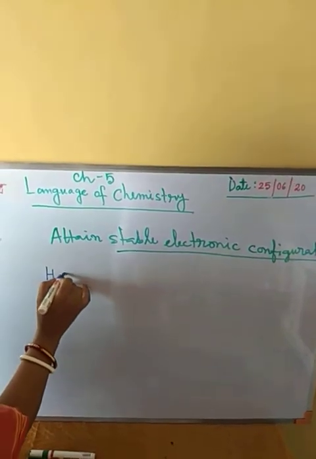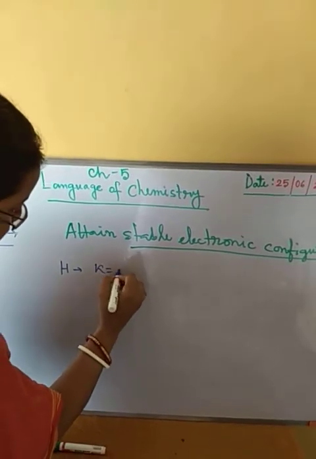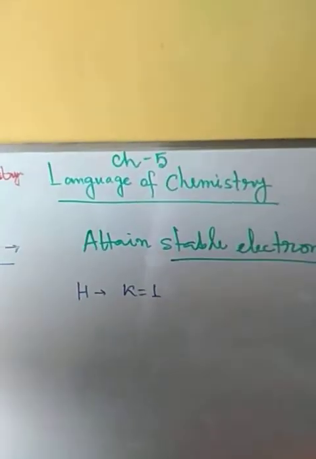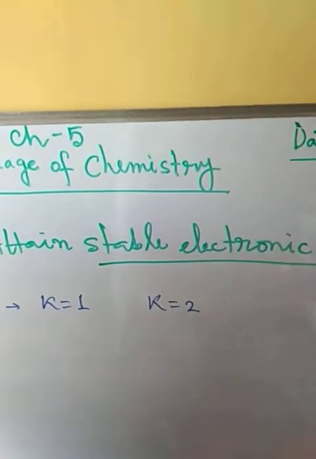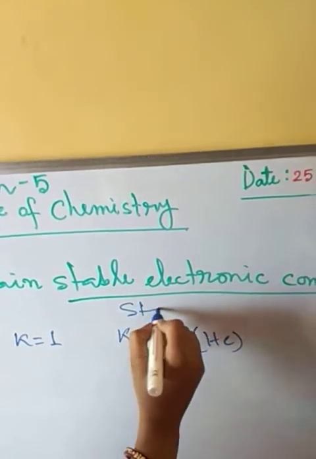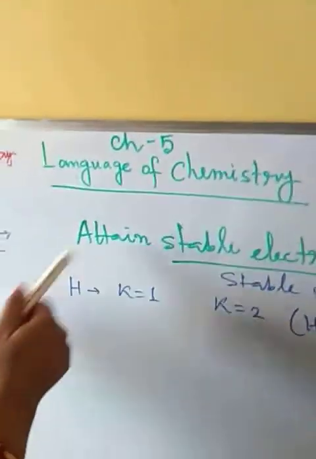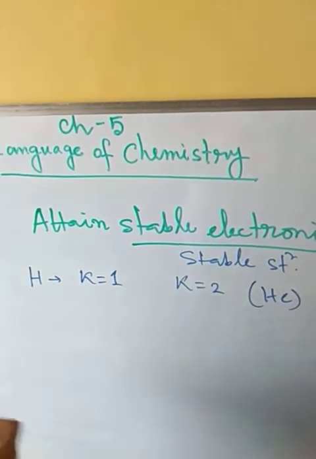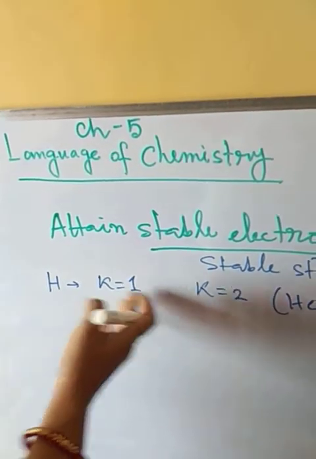Suppose for hydrogen, in the structure of hydrogen, in the K shell, the first shell, hydrogen has only 1 electron, but the stable structure is K equal to 2. This is the structure for helium. This is the stable structure. So to attain stability, hydrogen must have either 2 electrons in its shell, otherwise no electron in the shell.